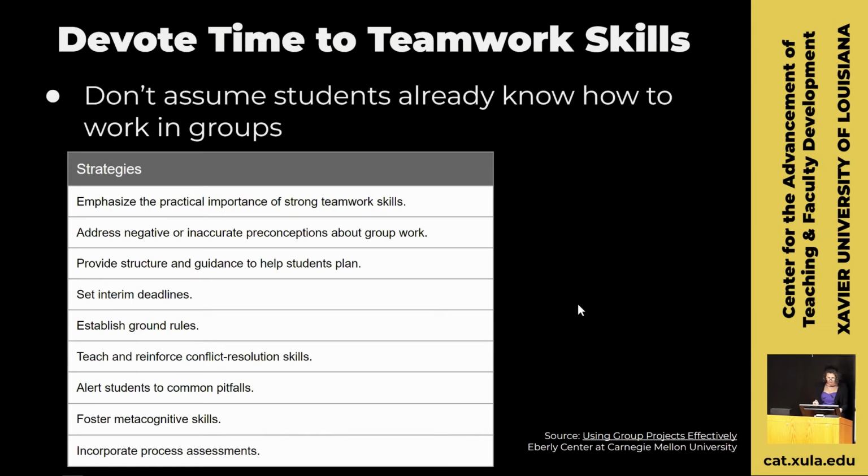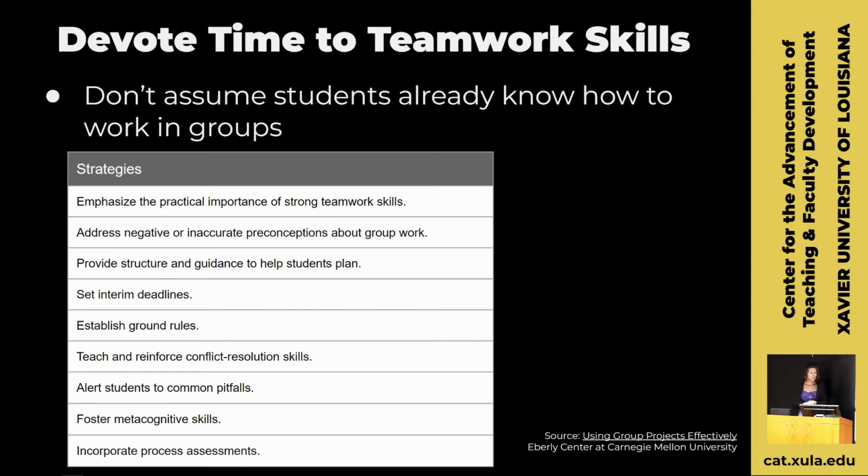I'm devoting time to teaching teamwork skills. We can't assume students already know how to work in groups, especially within our disciplinary perspectives, right? Because even if we are having group work in class and we're building these team skills that transcend, we are still asking for them to do this within our disciplinary perspectives. And so we need to train them. Do they know that teamwork is one of the things employers want most? Let's make this clear to them.